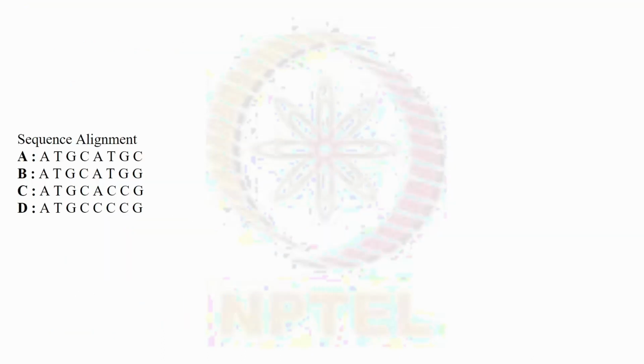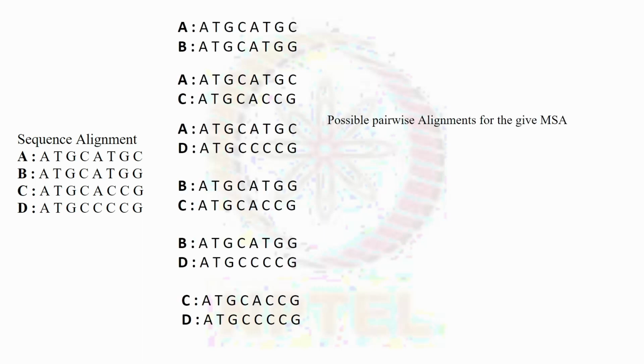So before moving on to the neighbor joining method, given a sequence alignment, let's see how a distance-based matrix is constructed. Here the distance is nothing but the number of mismatches. In order to extract the number of mismatches, first let us extract the possible pairwise sequence alignments for the given multiple sequence alignment of A, B, C, D organisms.